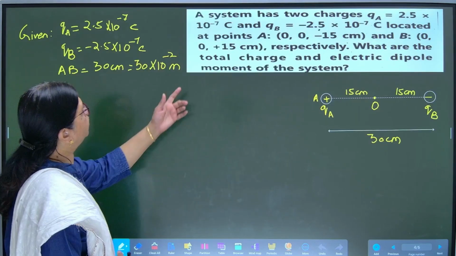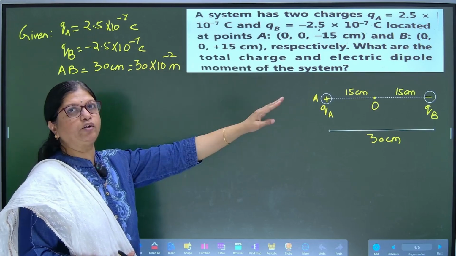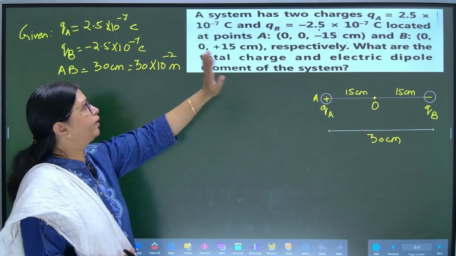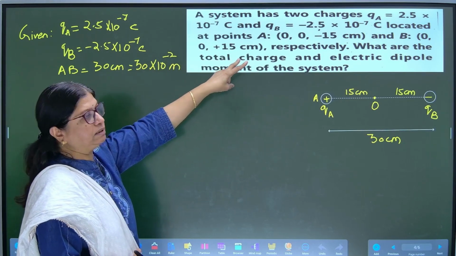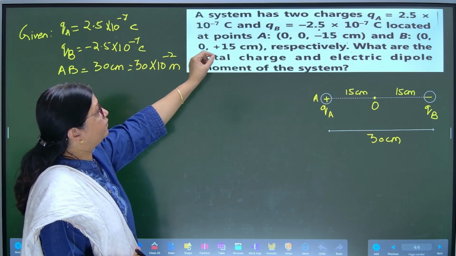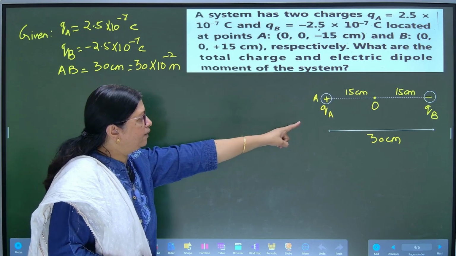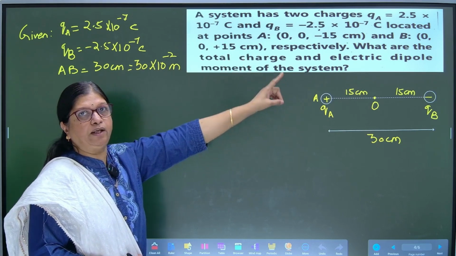Okay, so now we move to another question. Read the question properly and understand it and draw. I have already drawn, but I will make you understand how to draw it. Our system have two charges, QA positive 2.5 into 10 raised to minus 7 coulomb, QB negative 2.5 into 10 raised to minus 7, which I have noted as plus and minus QA cube.